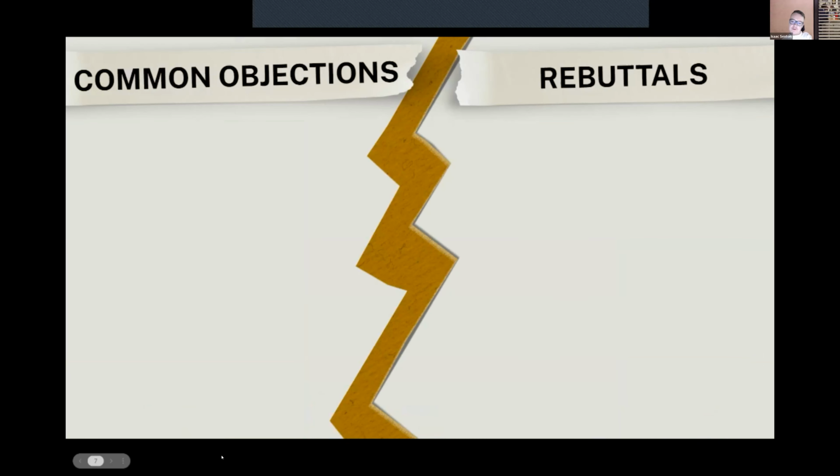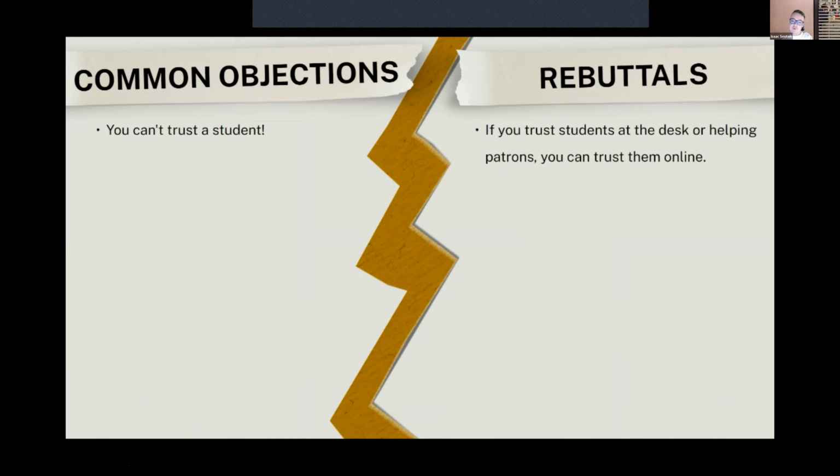So we all know that there are those who aren't comfortable letting students teach their peers. So Amanda and I have come up with some common objections and our rebuttal. The first one that we hear often is that you can't trust the student. But the way that I see it is, if you can't trust students to help other students or patrons that are at the desk or within the library, then why can't you trust them online?